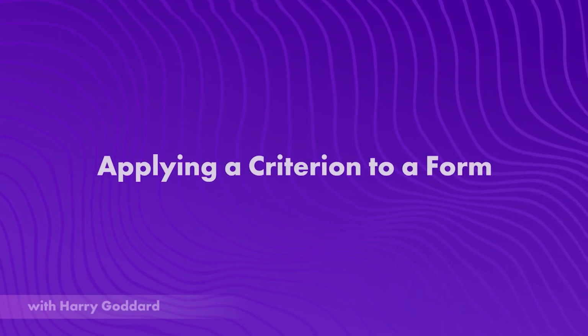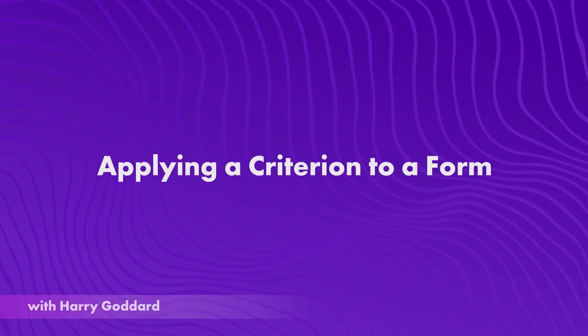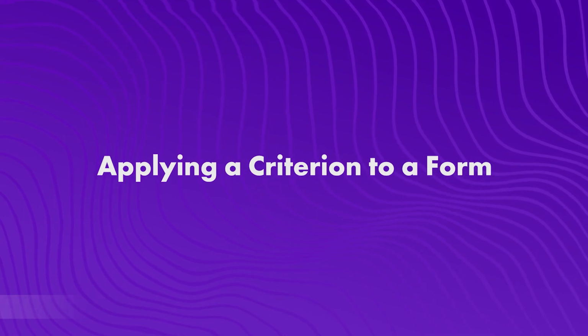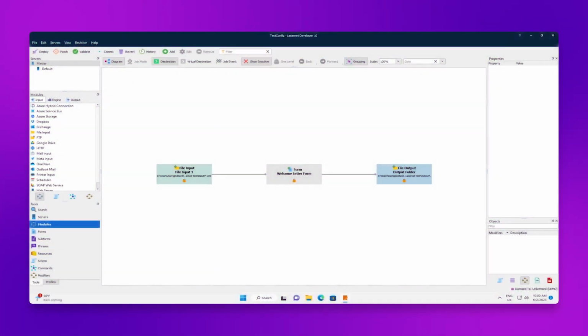This video will cover the use of form criteria to trigger forms only when a specific document type is detected. Occasionally, we may only want certain files to trigger the output of a form. In this scenario, we want to ensure that only XML files relating to welcome letters generate a welcome letter form, and that irrelevant files are ignored. To do this, we need to create a form criterion.